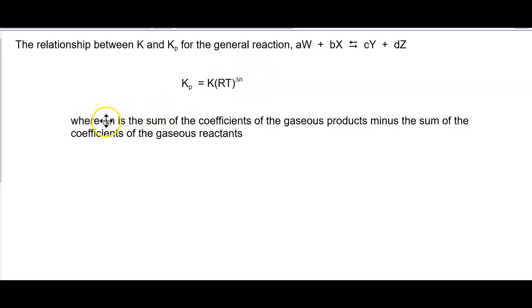Okay, so how do I get the delta n, or the change in n? It is the sum of the coefficients of the gaseous products, so whatever is in front of here, so the sum of these two, so that if this was a balanced equation, the sum of C and D minus the sum of A and B. So I add whatever is in front of my two products, or my product side, I add those mole coefficients, and then I add up the reactant side, and I subtract products minus reactants. Products minus reactants.